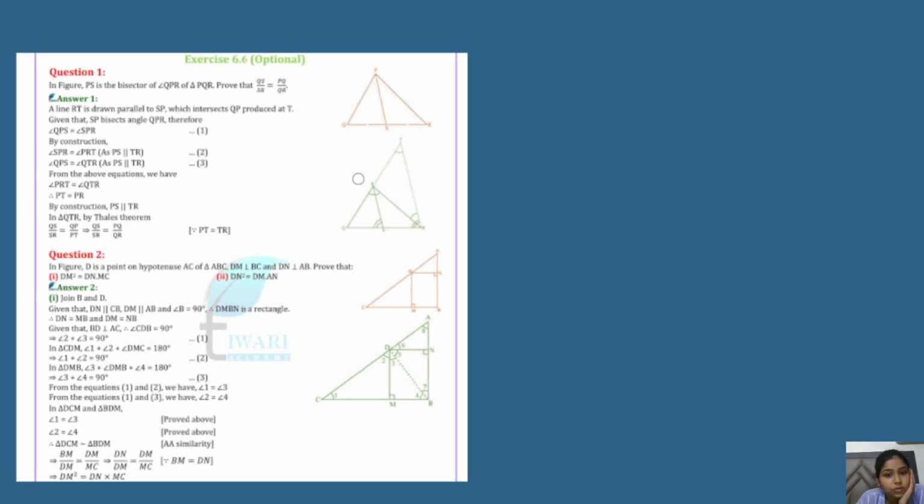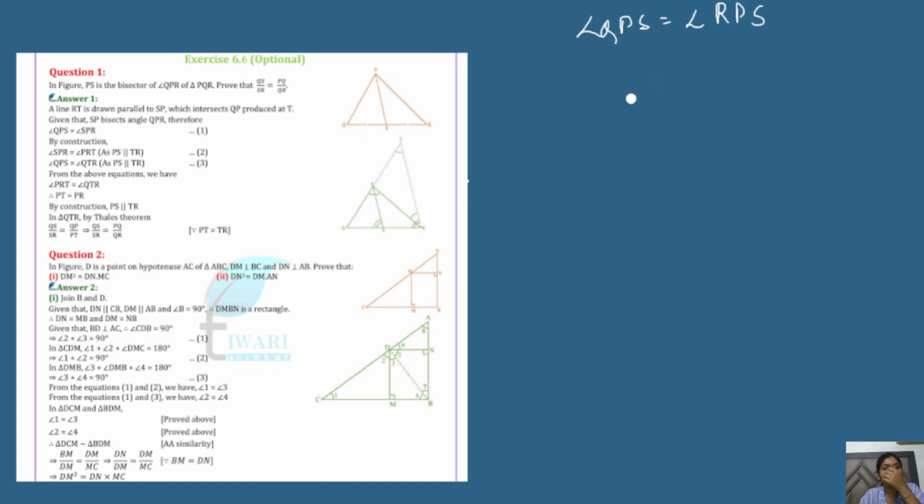So a line RT is drawn parallel to SP. We have drawn a line RT parallel to SP which intersects QP, this is QP, at a point T. We have drawn this line. This is a particular triangle and we have extended this to T and it is joined like this. Given that SP is bisecting the angle P, so obviously angle QPS will be equal to angle RPS or SPR.